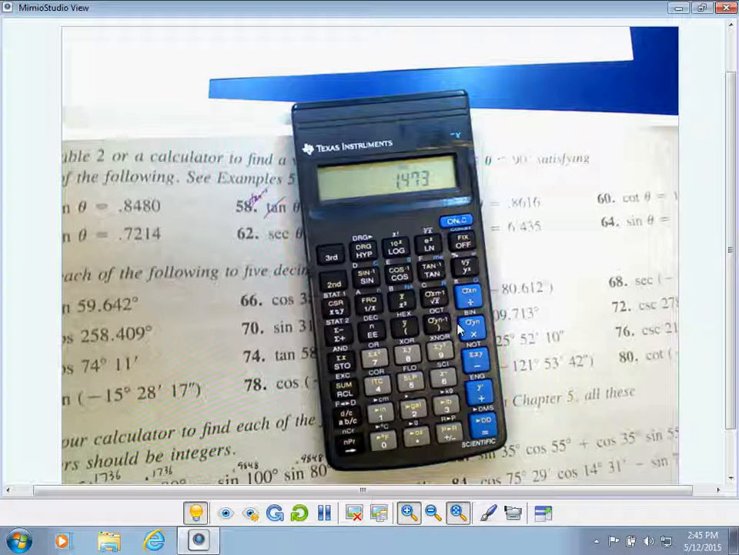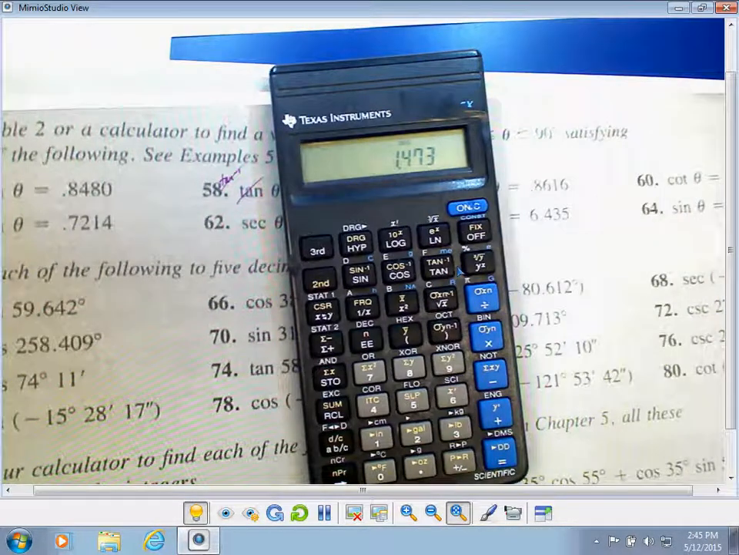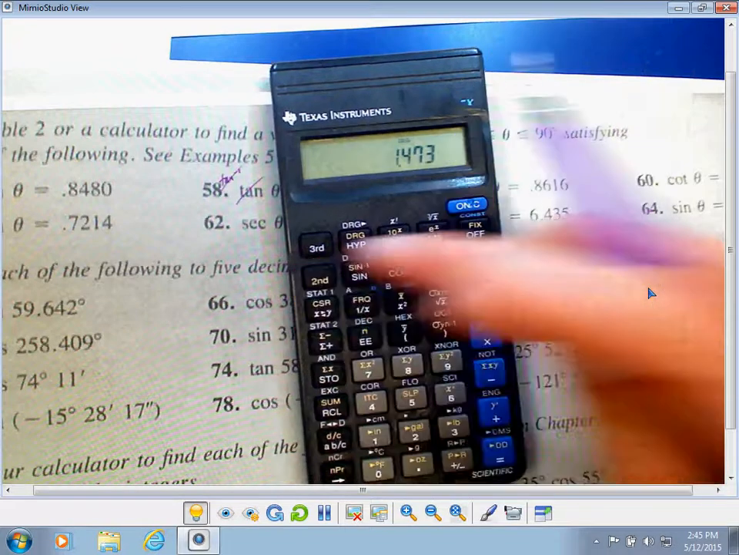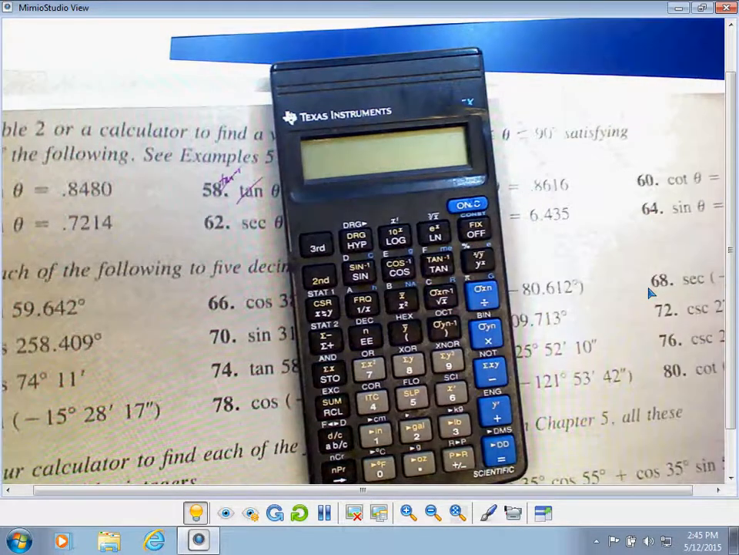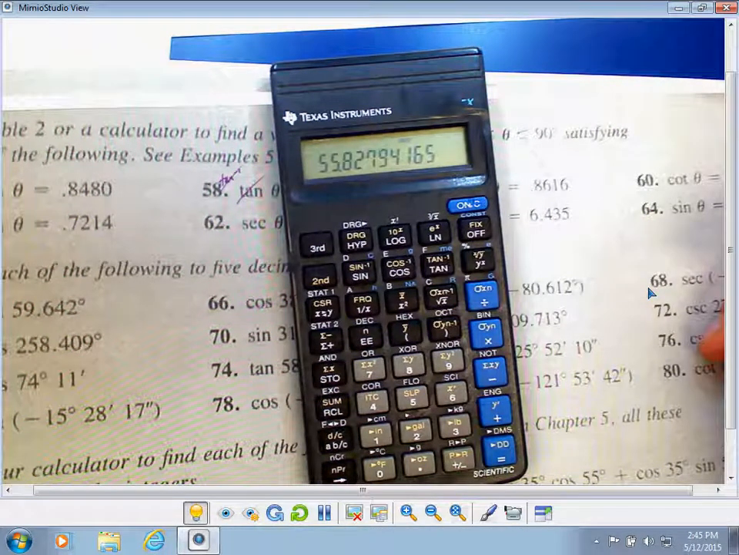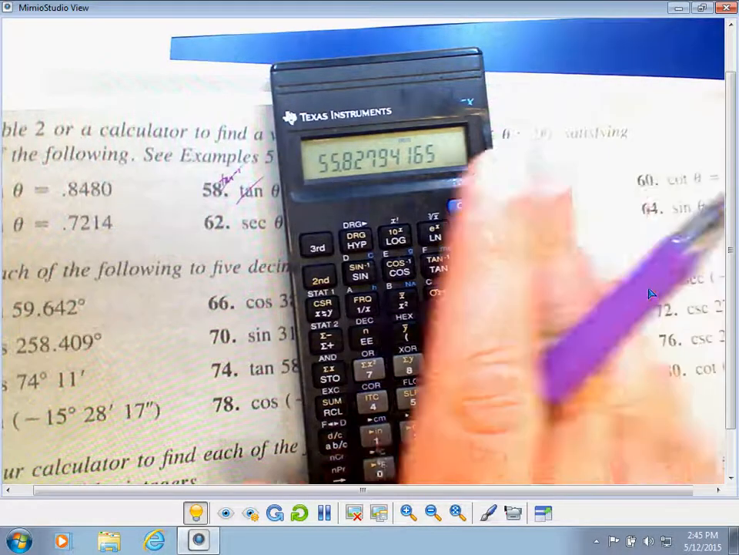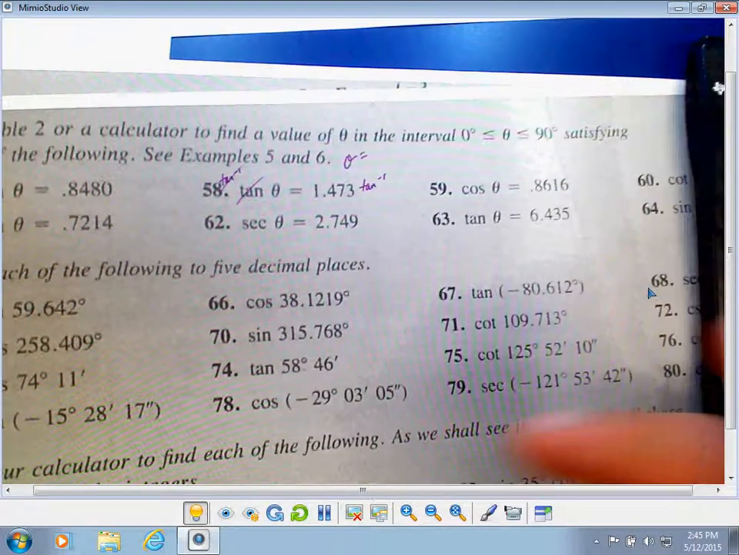Right here. See how the tangent button and then right above it there's an inverse tangent button? So I would want to hit second and hit inverse tangent, and I get the degree measure for that angle, 55.8279 whatever. And it says to do this here.